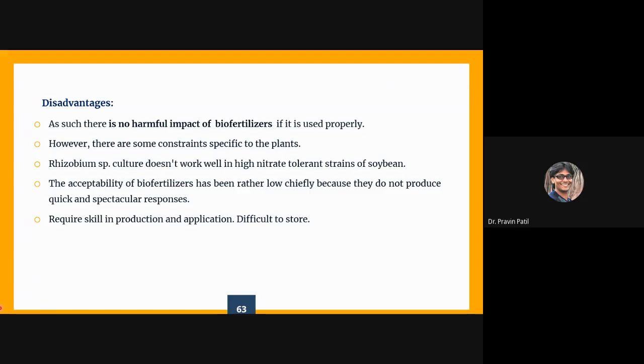The acceptability of biofertilizers has been rather low because they do not produce quick and spectacular response. So it is like Ayurveda. They take some time. Even though they are efficient, they take some time. And people are running out of time. They are in a hurry. They want everything to happen overnight. And that is not going to happen in that case. Biofertilizers will take their natural time. But eventually, in the long run, they will be very, very helpful. Again, this requires skills in the production and application, and again the storage part is another hurdle.